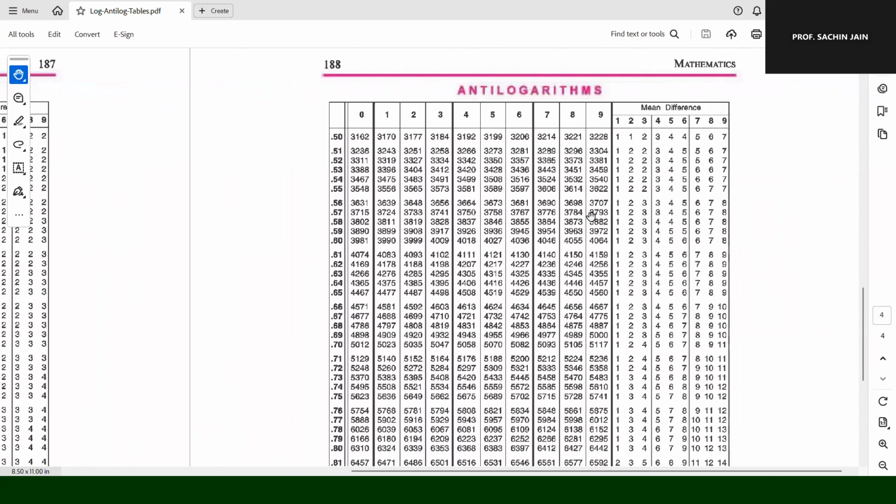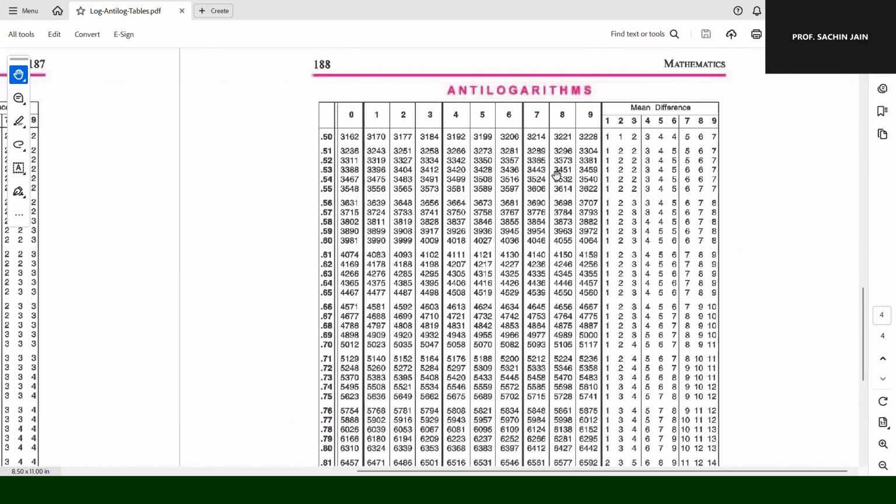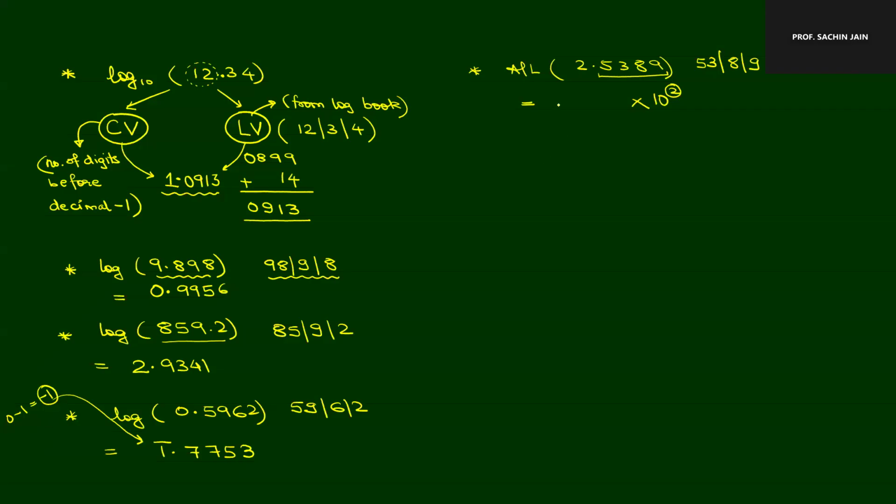Now in the antilog table we find it the same way. What is 0.53 ka 8? 3 4 5. And the corresponding 9 is what? Now add, so 7. 3 4 5 8, hence it will be 3458. Next, whatever number you get from the antilog table has to be written in scientific notation. What is scientific notation?